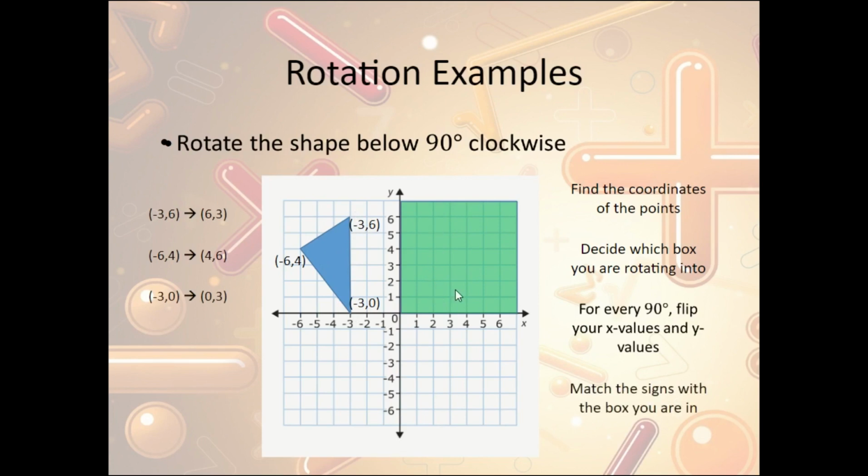Then we match the signs. Over here we are positive and positive, so these stay exactly like that. We plot our points. Connect the dots, and now we have our triangle that's exactly the same.